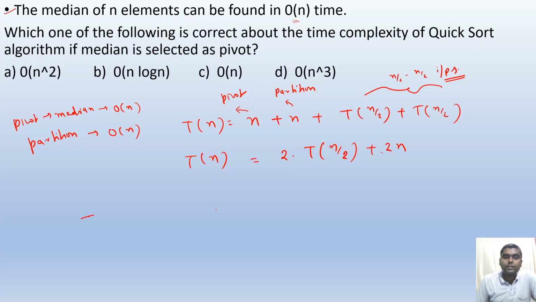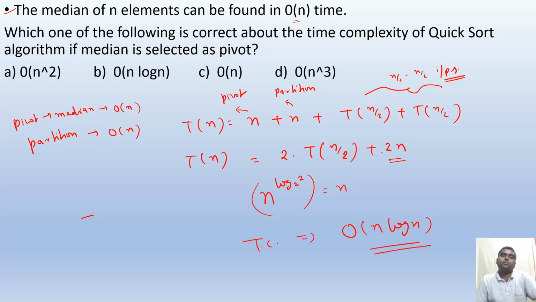So if you apply the master's method, so it is what? It is n raised to the power log 2 base 2. Okay, so this will give me n, which is equal to this function. Okay, so finally the time complexity is what? Order of n log n. Time complexity is order of n log n.